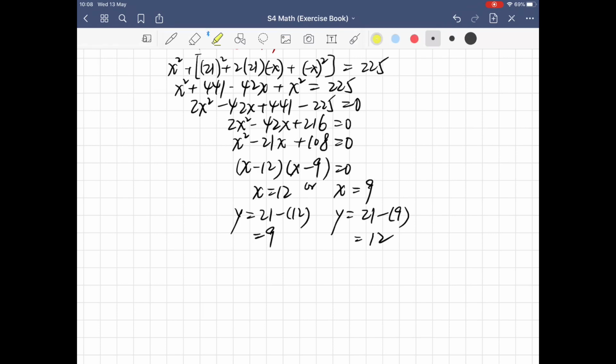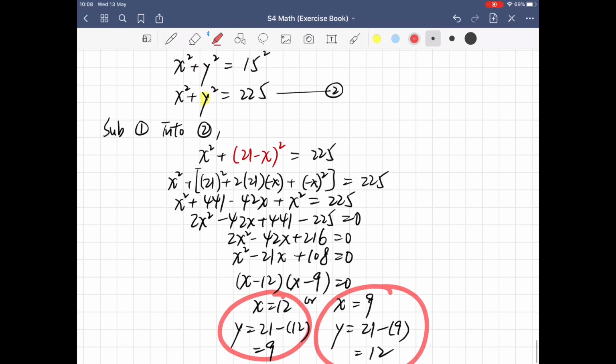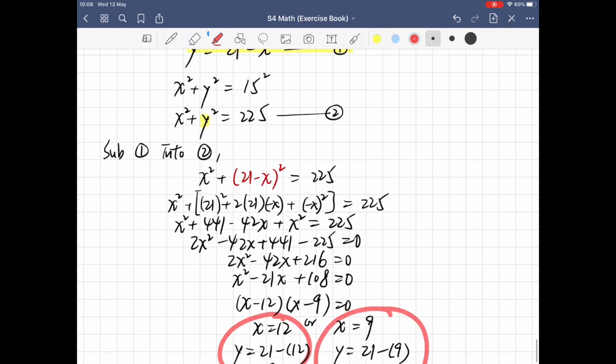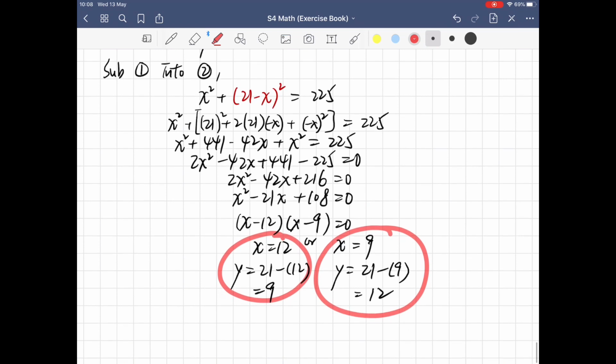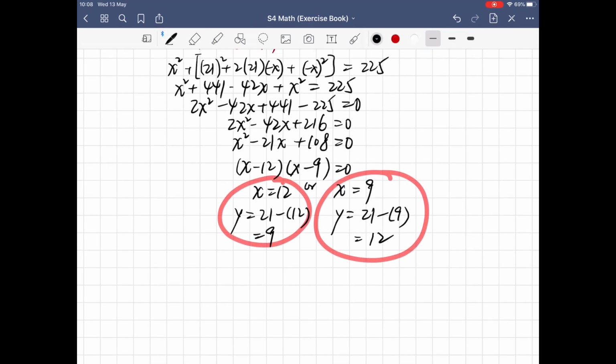So we have two sets of solutions. Finally, as we don't know which one of x or y is longer, we have to present the answer with two sets of solutions. So we know that when x equals 12, y will be equal to 9, or when x equals 9, y will be equal to 12.